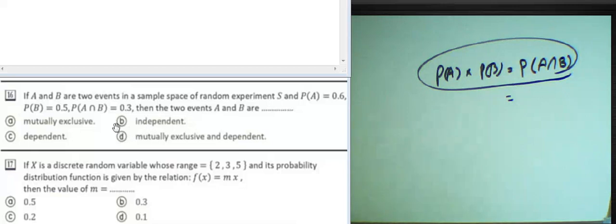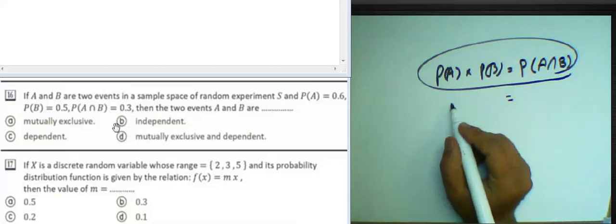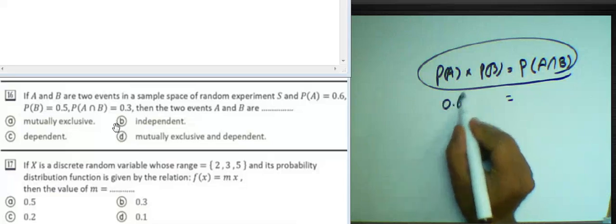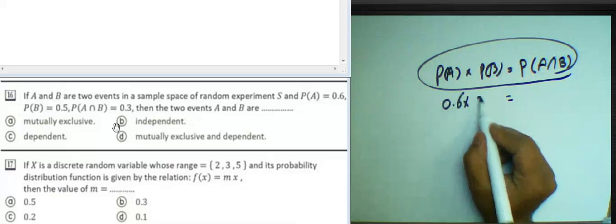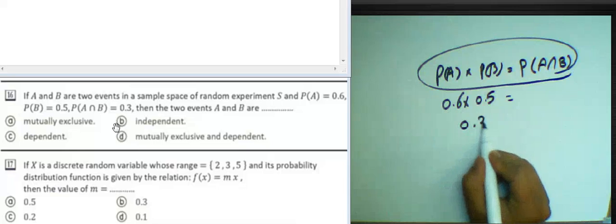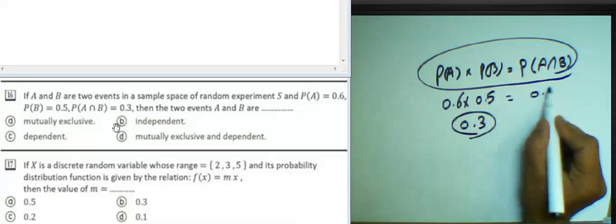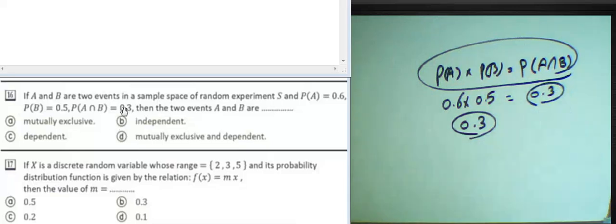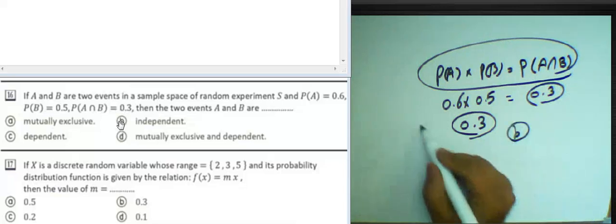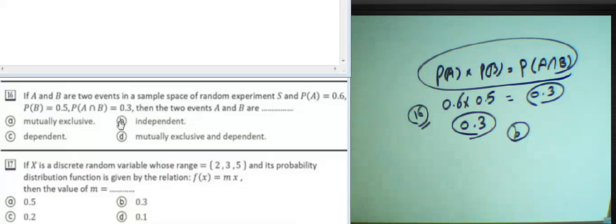Independent. Okay, choose letter B. Look at here, we know the probability of A gives us 0.6, multiplied by the probability of B, which equals 0.5. The result will be 0.3, equal to 0.3 here for the intersection. So we must choose letter B for question 16.